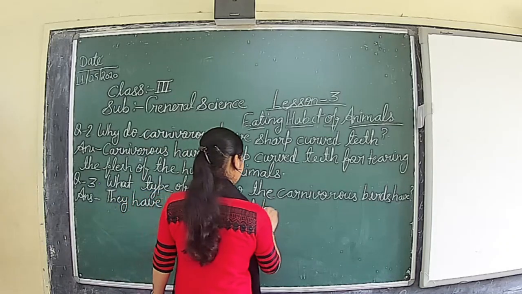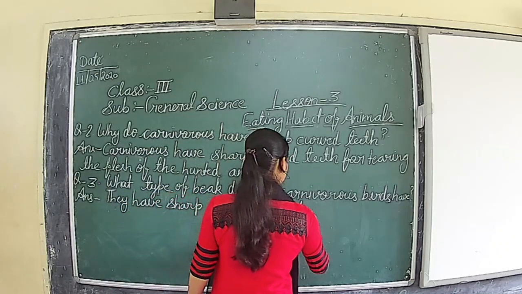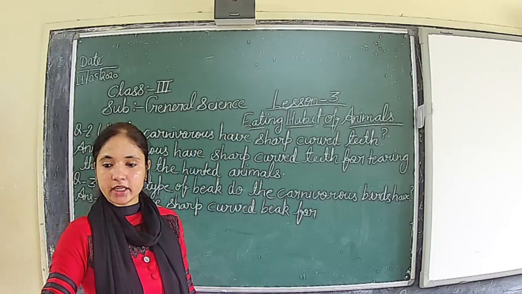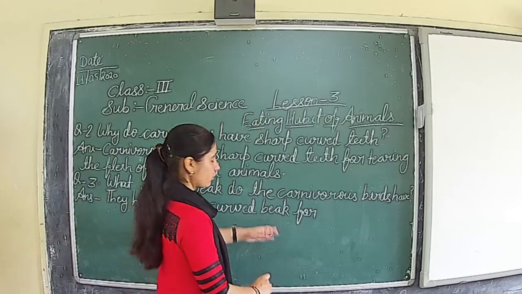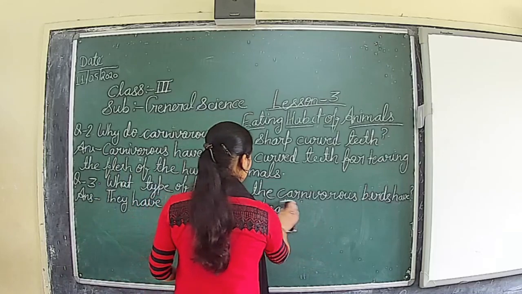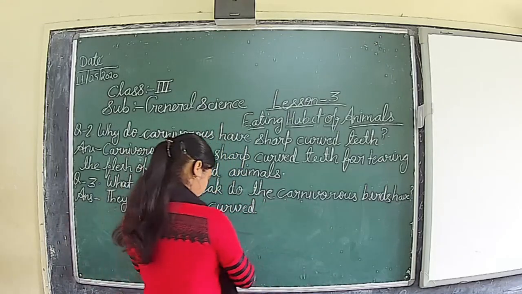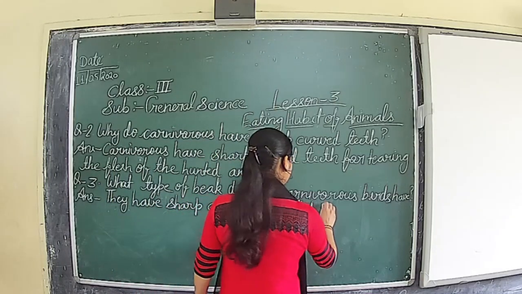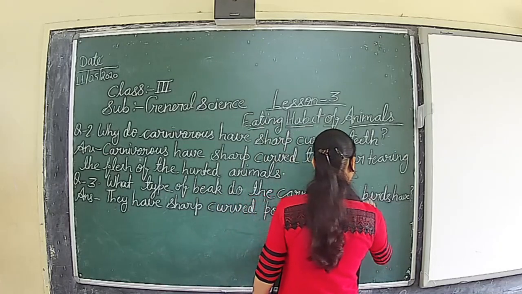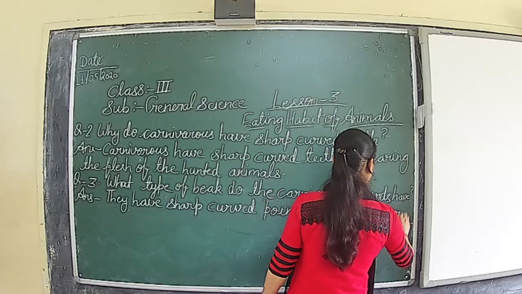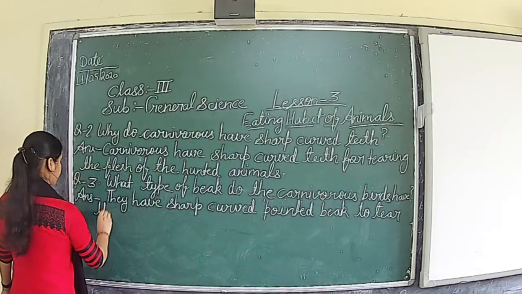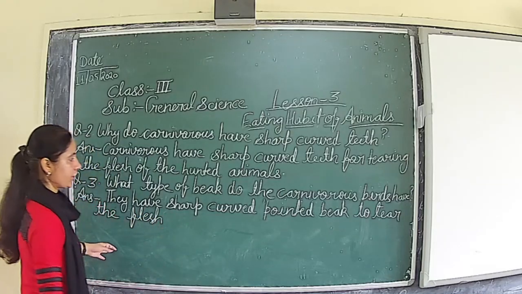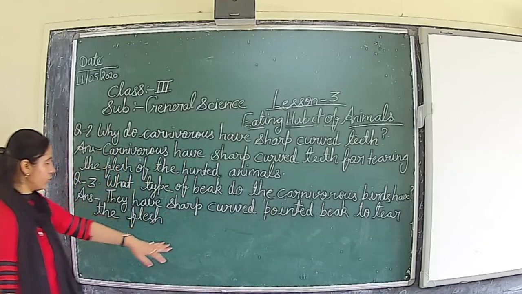They have a sharp, pointed beak that helps them to tear flesh. Because their food is only flesh, they should have a sharp, pointed beak to tear the flesh.